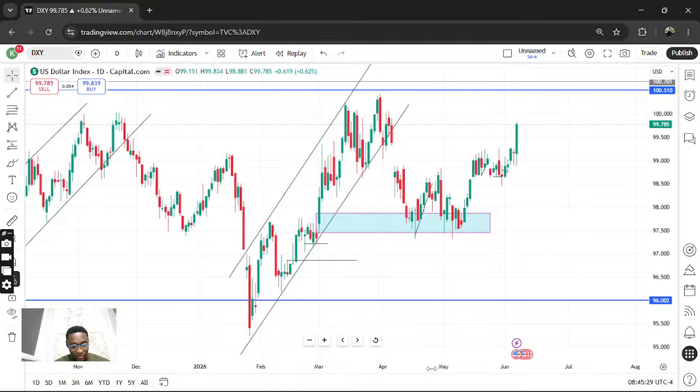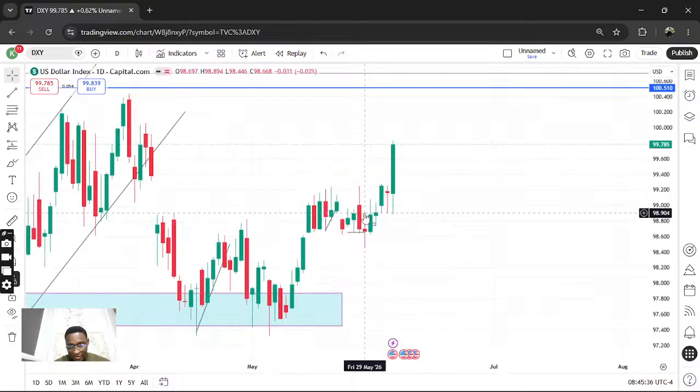Now, if you look at the last candle that was formed on the previous week, that is 2 weeks ago, this last candle was formed on Friday. So it closed in this form like a doji candle.